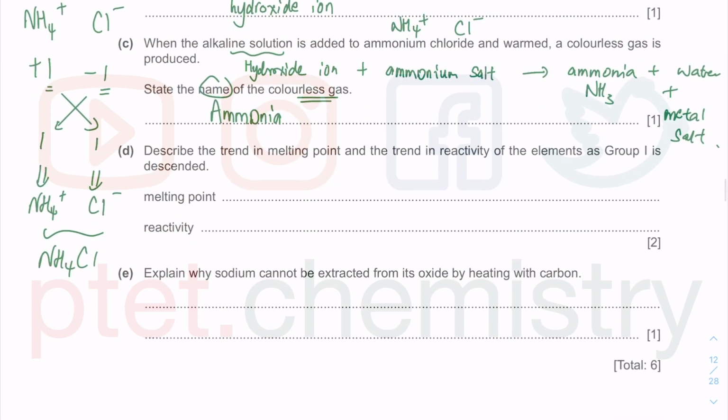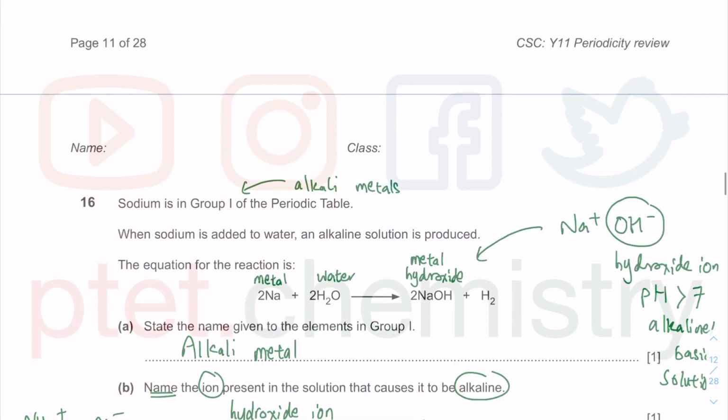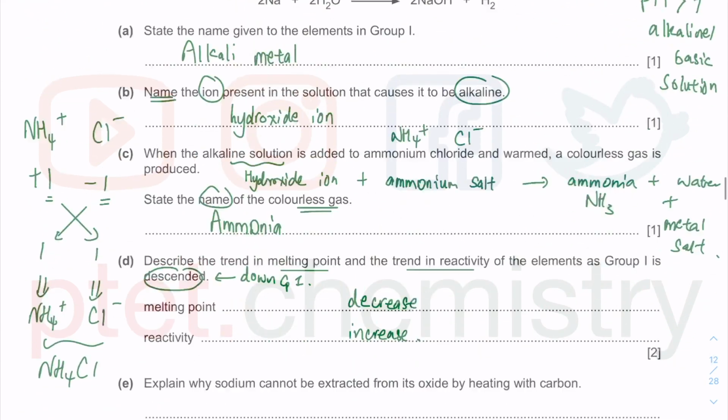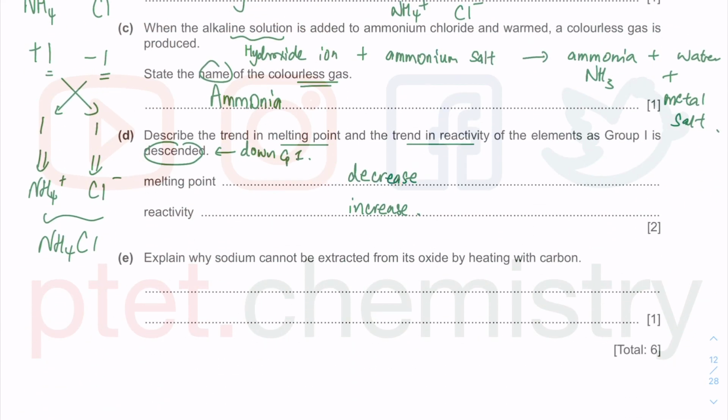Next one, describe the trend in melting point as well as the trend in reactivity going down the group. Descending means going down group 1. Your melting point will decrease going down group 1, but you will become more reactive. So reactivity increases, meaning a more reactive metal going down group 1. As we said, it is easier to lose the outer shell or valence electrons, so more reactive metal down group 1, but the melting point will decrease.